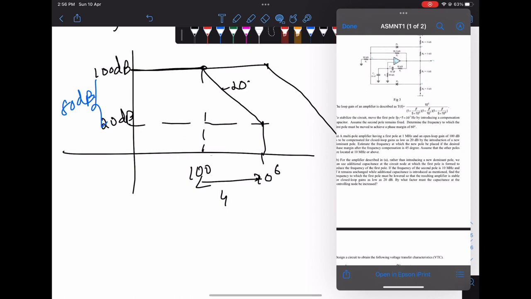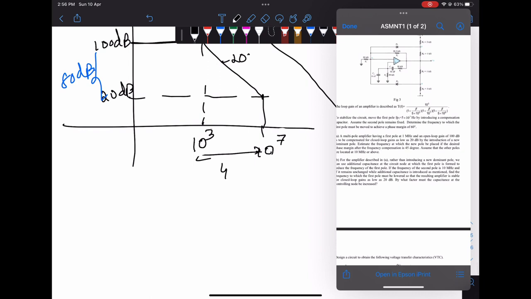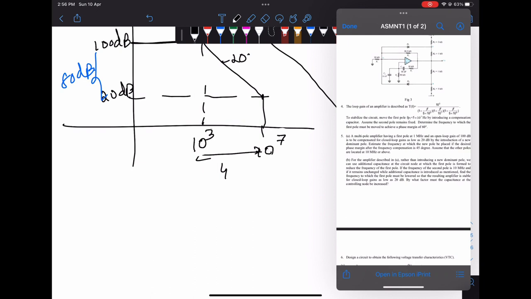The last part of the fifth question, there are not many differences there. Actually, in the B part, it is given that instead of 1 MHz, 10 MHz. So what difference will be there? Instead of 10 to the power 6, 10 to the power 7, the new dominant pole will be at 10 to the power 3. That's the only difference.